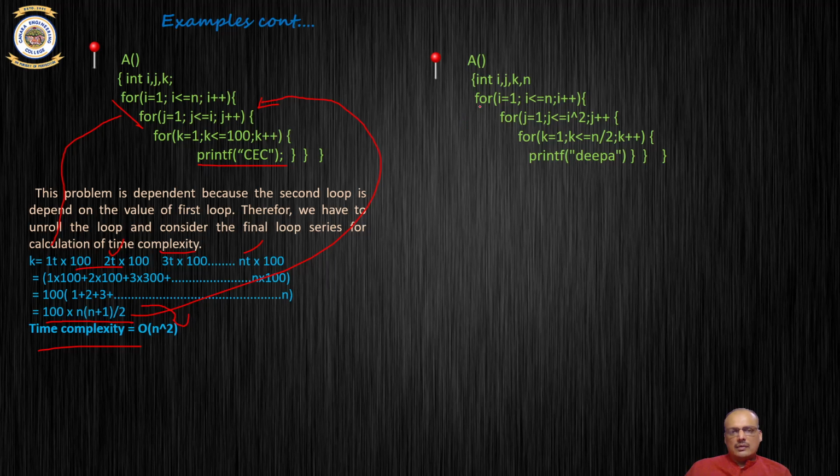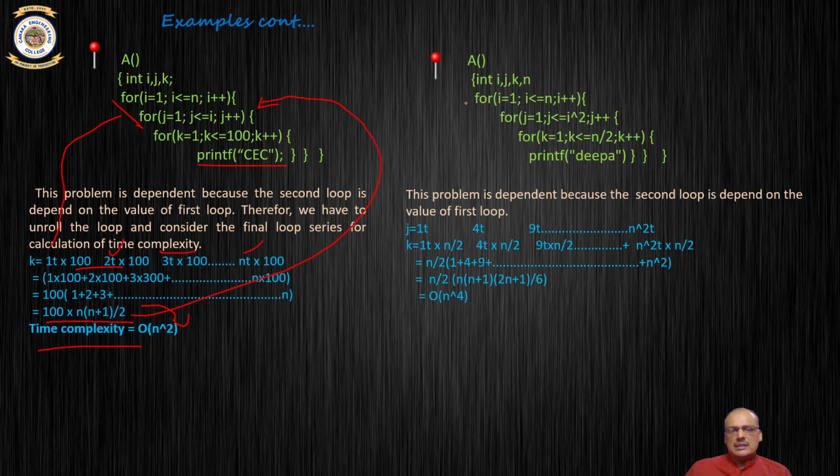Fine. What about this? Here, what actually happens is this repeats. As you see, j is smaller than i square, where j goes from 1 to i square. So this doesn't repeat n times. How many times? n square times. This itself repeats n square times, for j plus plus. Yes, this repeats n square times.